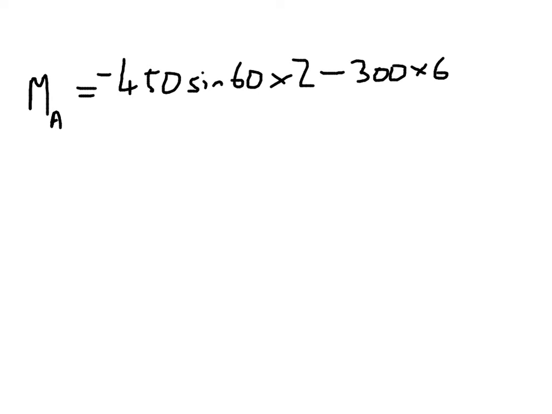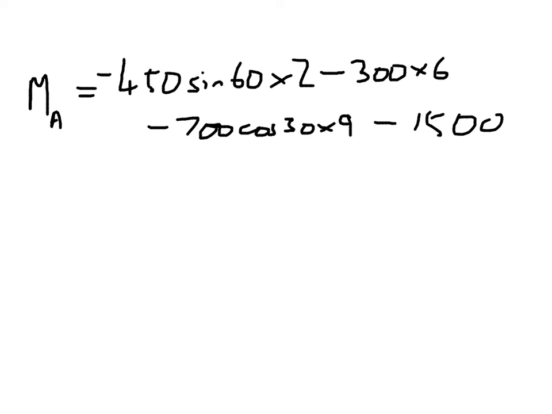We're also going to have 700 cos 30 times 9. And that's also looking to go clockwise, so that's also negative. We've also been given a 1500 Newton metre moment, going clockwise, so minus 1500. If you put all of those into your calculator, you should get minus 9,535 Newton metres.